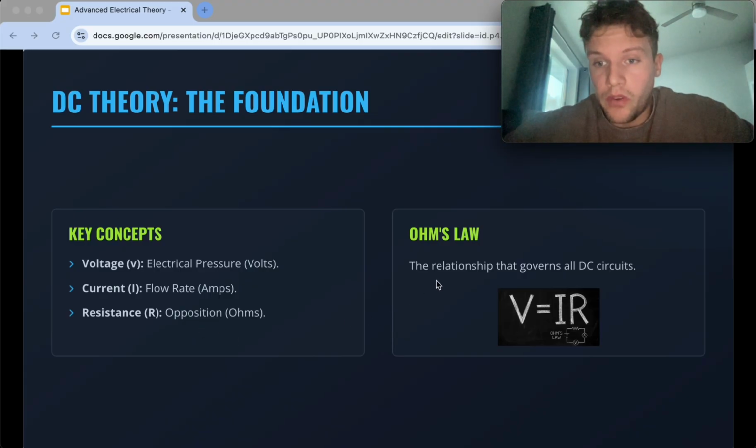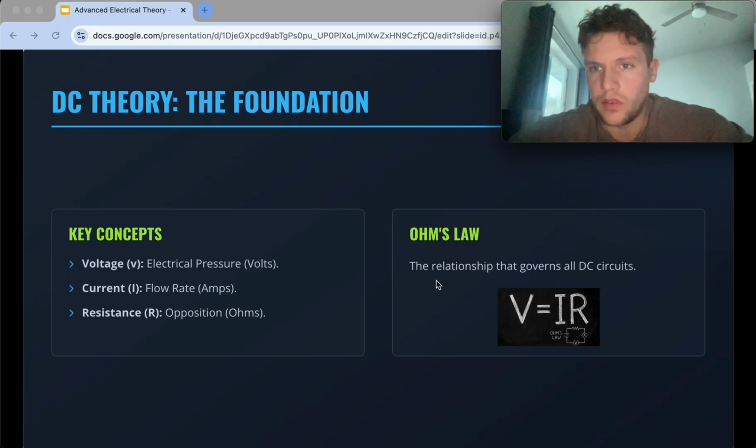This relationship governs all the DC circuits that we're going to be dealing with. A lot of the calculations are pretty easy in DC, especially in the series circuits. When it gets into parallel, it gets a little more complicated, but we're going to run through some of those calculations real quick.